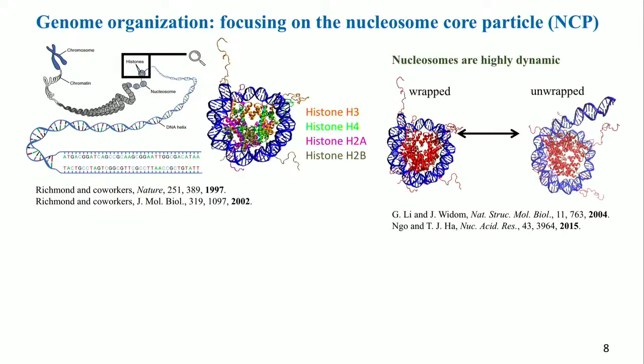Unlike what is shown in this figure, nucleosomes are actually quite dynamic. So they can basically do this. Some of the DNA can come off, and this is what is called the unwrapping transition. There are several groups, most notably John Widom's group, who have studied this in great detail, and they have shown that it has important consequences when it comes to transcription.